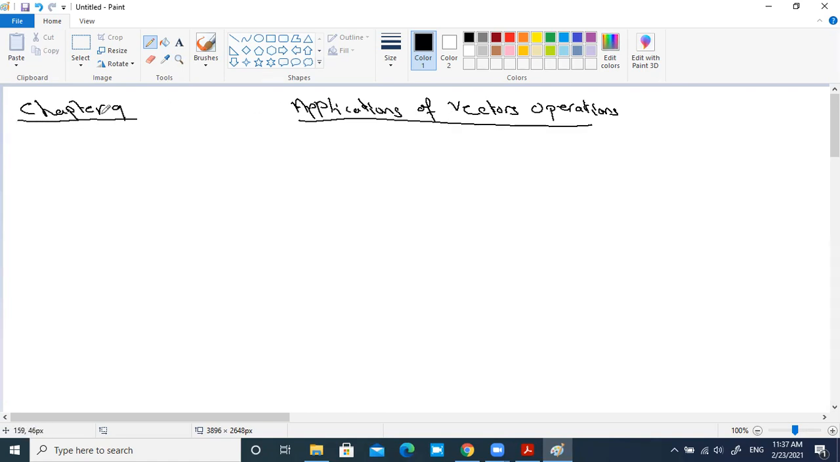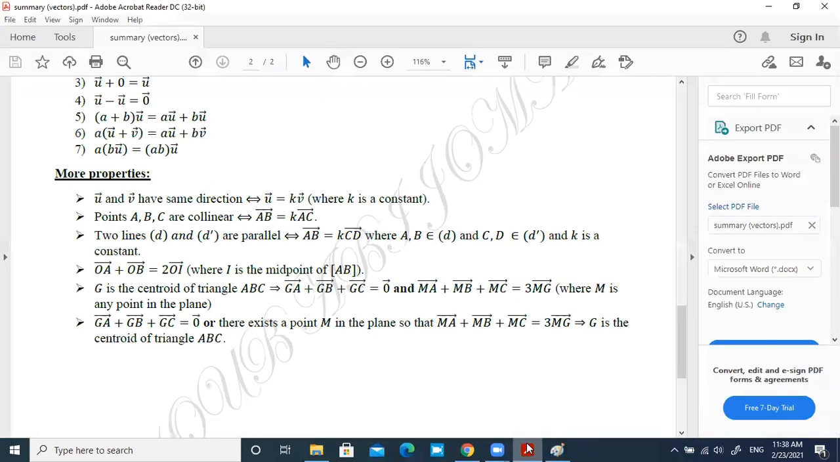So here we are going to use the properties of vectors in order to prove some geometric ideas like collinear points, parallel lines, use of midpoint, and center of gravity of a triangle. To start with, and by the way, you already have it in the summary I sent about vectors, more properties, here you have it: collinear points, two lines are parallel, the midpoint, and centroid of a triangle.